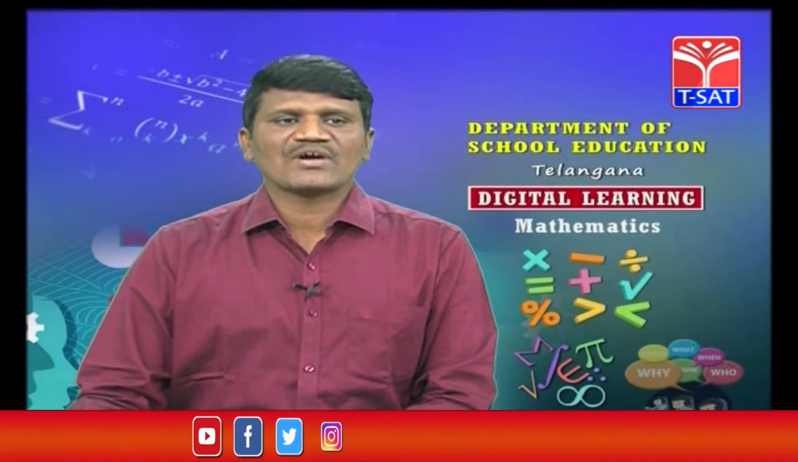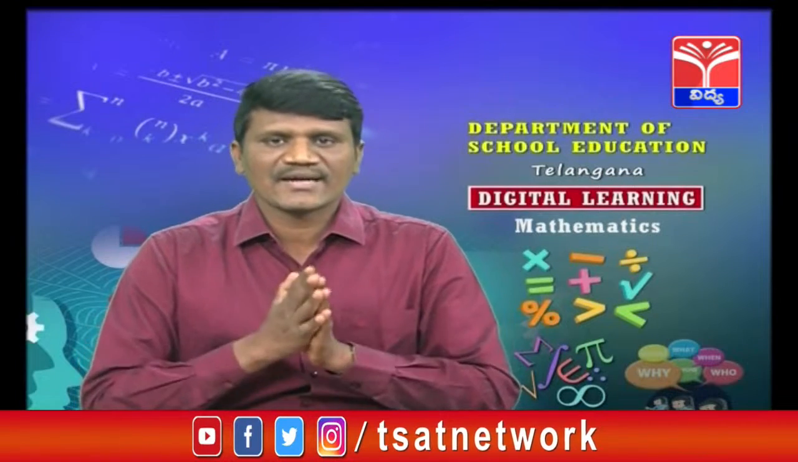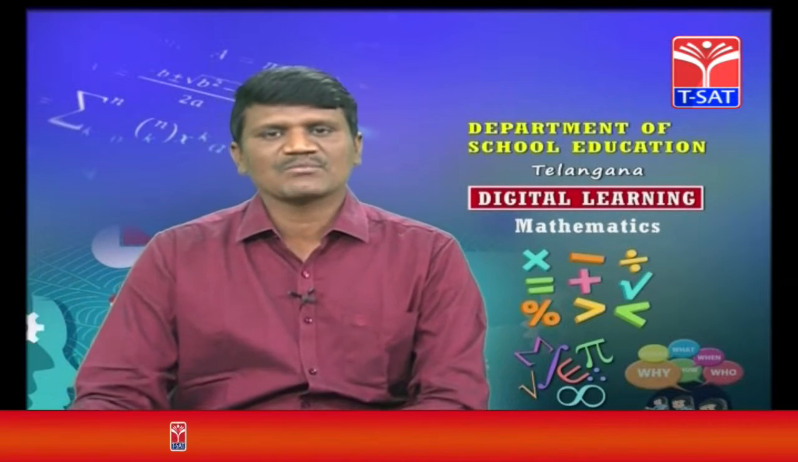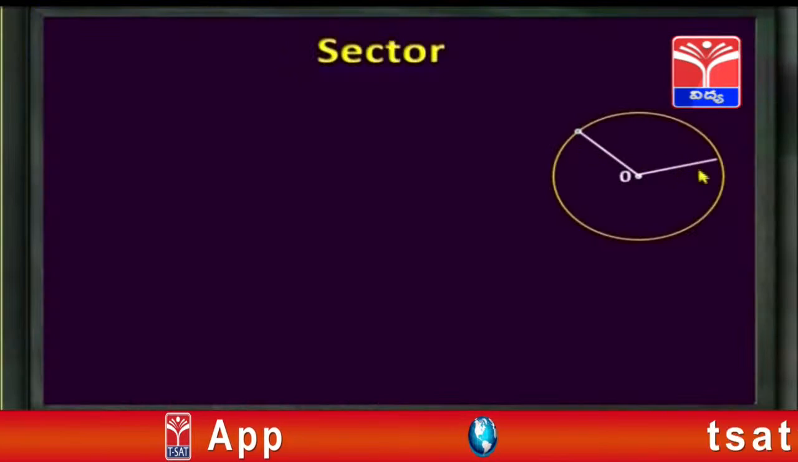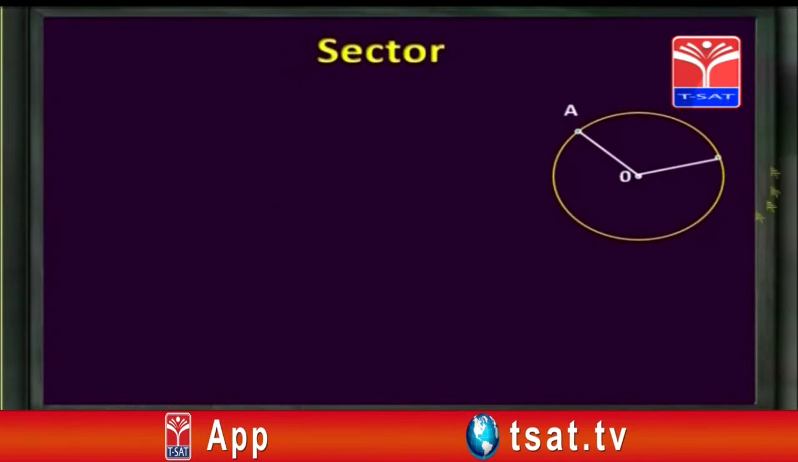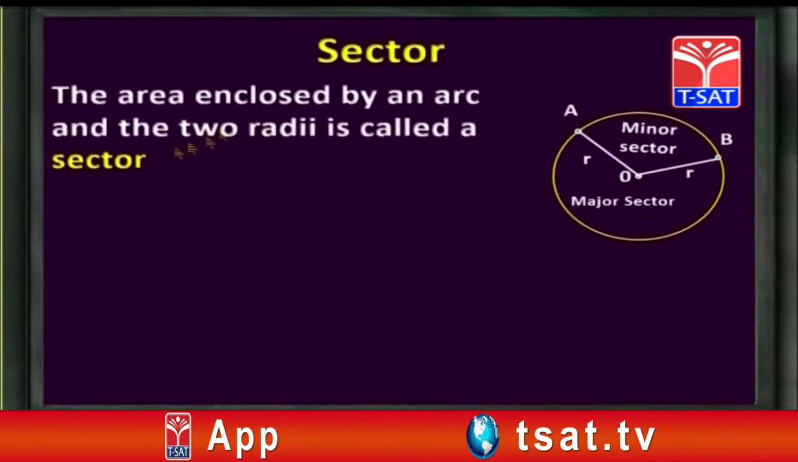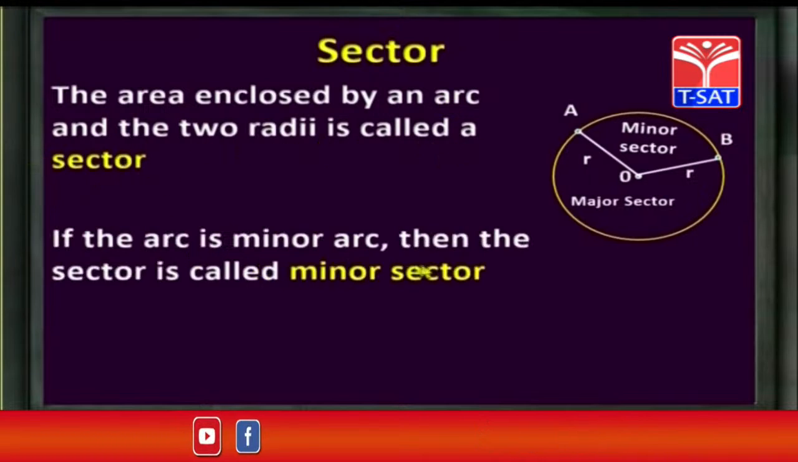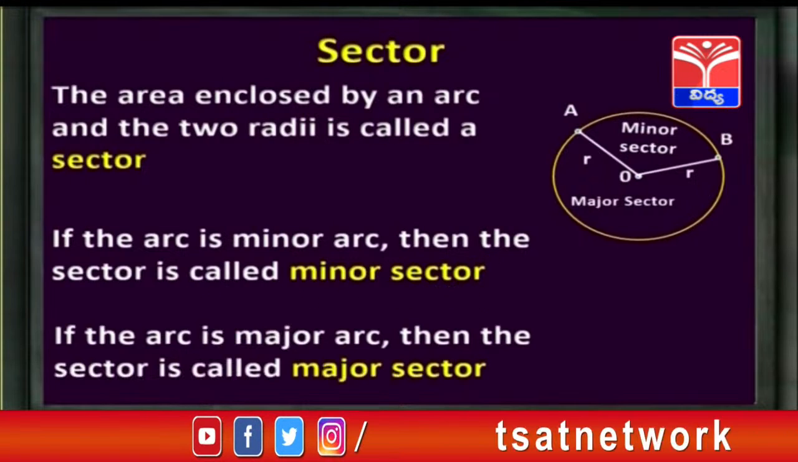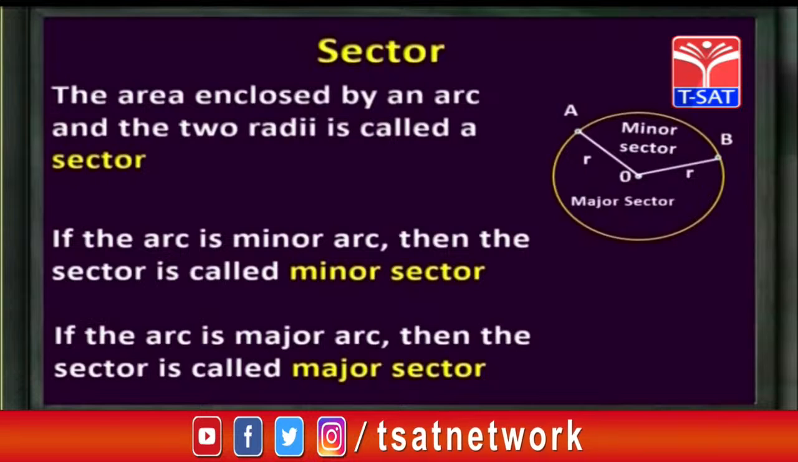Now let us see what is a sector. Students, you have already learned in the previous class what is a sector, how to find the area of a sector and all. Let us quickly recap this. A sector is nothing but the area enclosed between two radii and the arc. So this is a circle, OA is a radius and OB is a radius, then two sectors are formed, one is a minor sector and one is a major sector. The area enclosed by an arc and the two radii is called a sector. If the arc is a minor arc, then the sector is called a minor sector. If the arc is a major arc, then the sector is called a major sector.